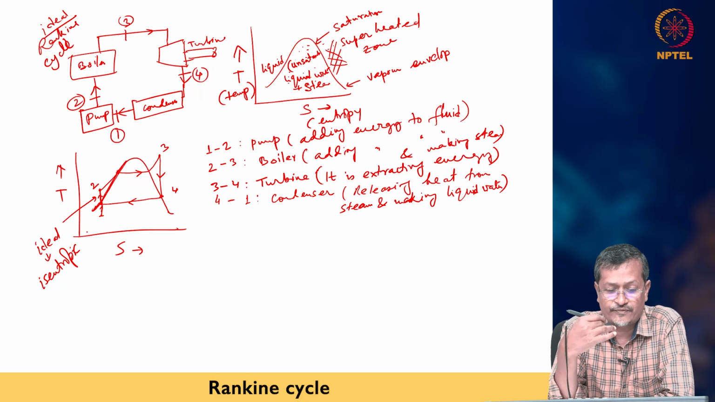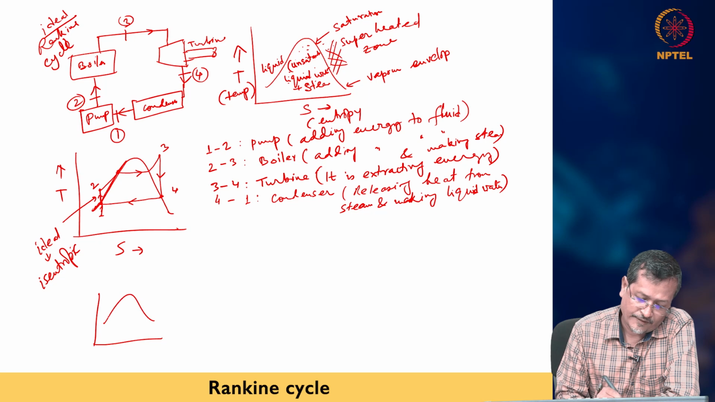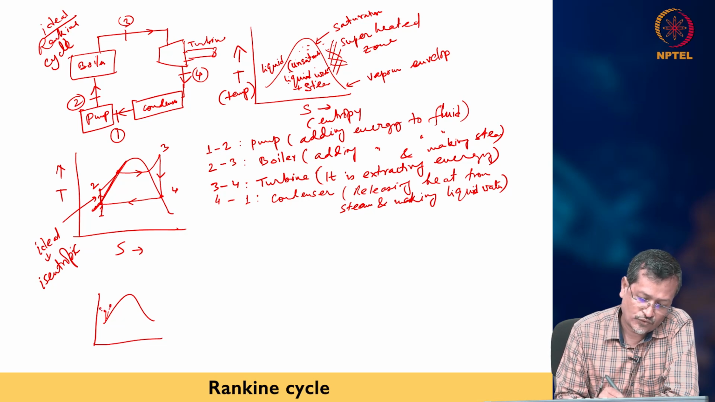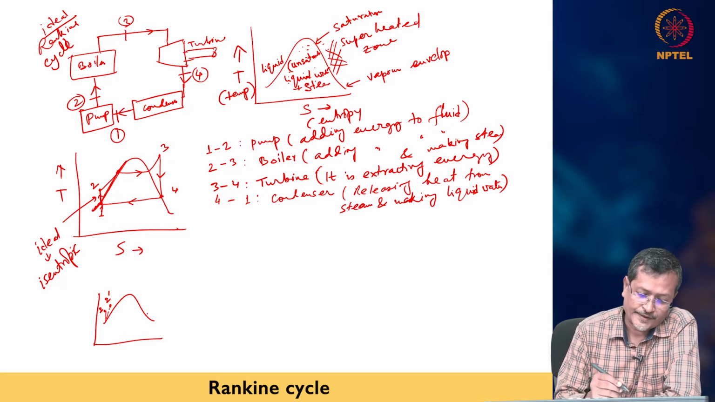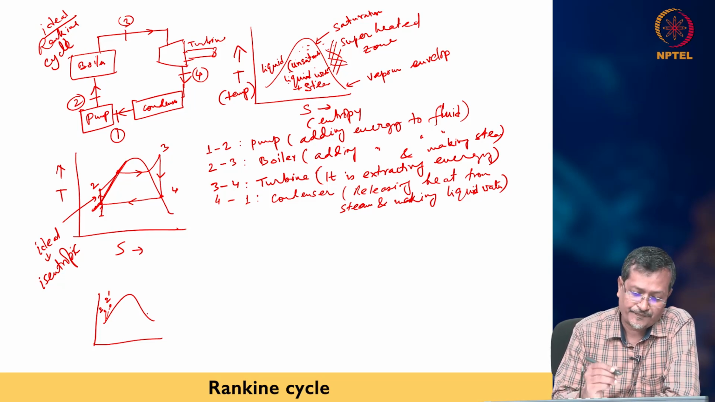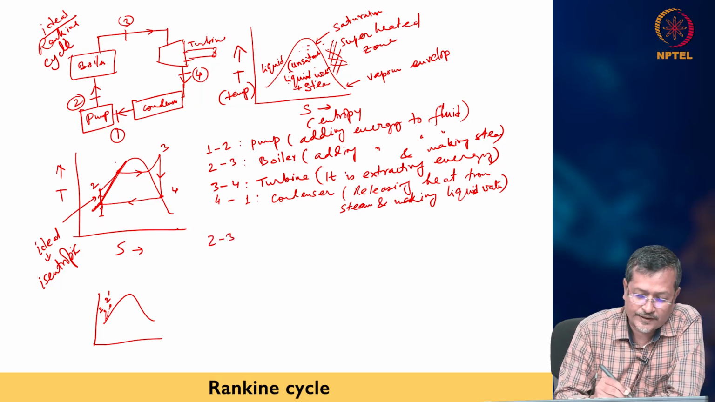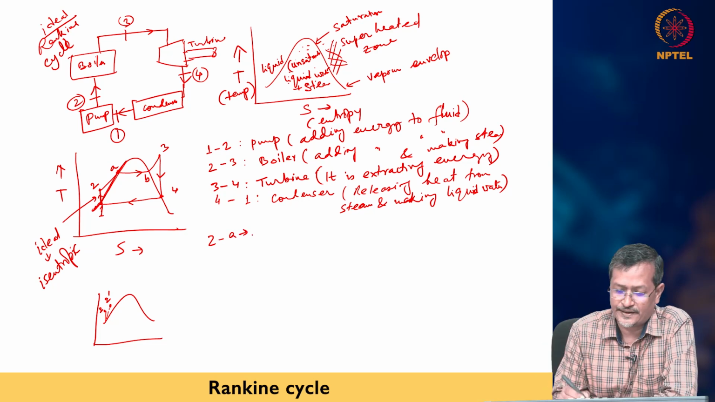But if you ask me what the practical thing is, it will be like this, the envelope, and ideal this one. Practically we have to give more energy actually, so my curve will be like this. Instead of 2 I will get 2 dash, I will have to add more energy. The pump will take more energy. Now 2 to 3, what is happening? 2 to 3, I can put like 2A, B. So 2 to 3, first I will say 2 to 2A, which is sensible heating.